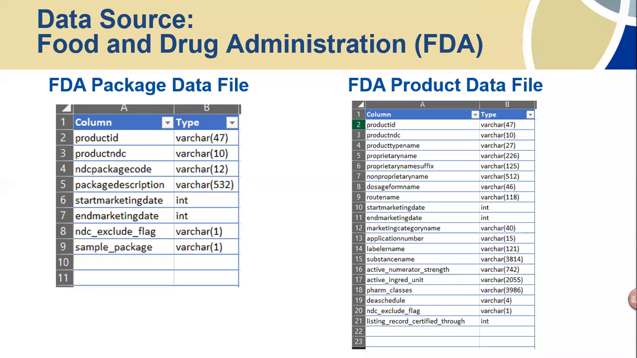Now, the Food and Drug Administration data contains packaging and product information for FDA-approved drugs. On this slide, I displayed two data files with the data elements included in those files that you can also download in Excel format. Next slide, please.